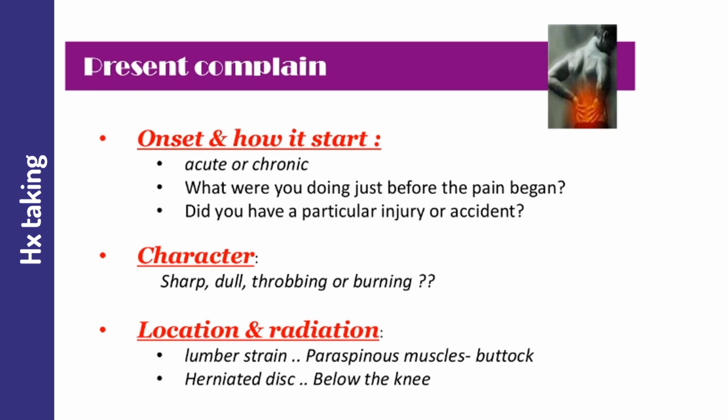So regarding the complaints, you have to ask the onset of the pain and how it started, whether it is acute or chronic, and what was he doing before the pain began, and any history of injury, and also the character of the pain, whether it is sharp, dull, throbbing, or burning pain, and the location, whether it is localized or radiating to the lower limb.